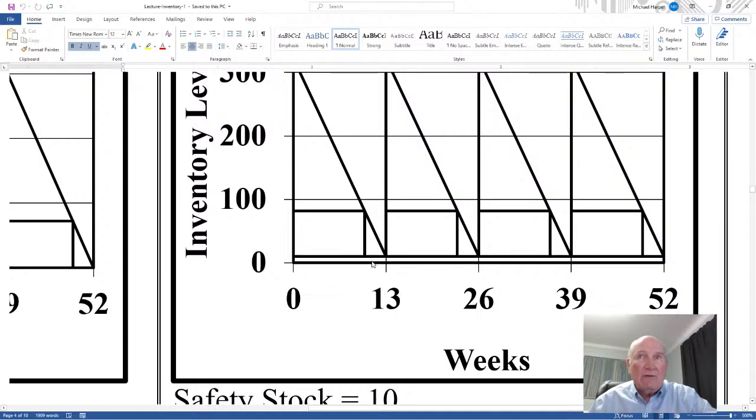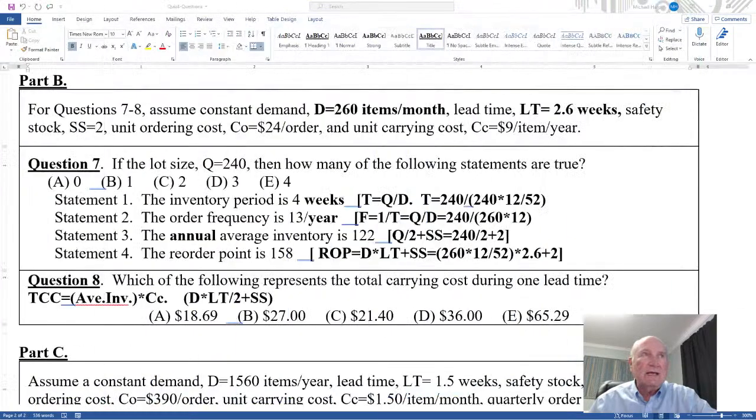But I carry my safety stock the whole year, so that's not divided by 2. This is divided by 2, but this is not divided by 2. So this is demand times lead time over 2 plus safety stock. That's my average inventory during that lead time. That's how much inventory I have.